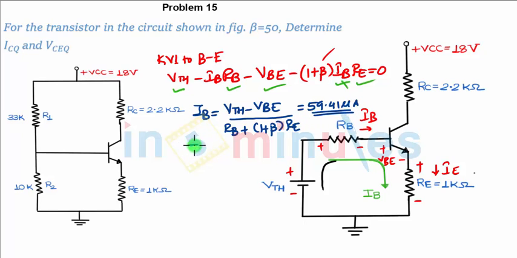This is how you have found the value of IB. So you can find the value of ICQ as beta times IBQ. You know the value of IBQ, so ICQ will be 2.97 milliampere. This is how we have found the value of ICQ.